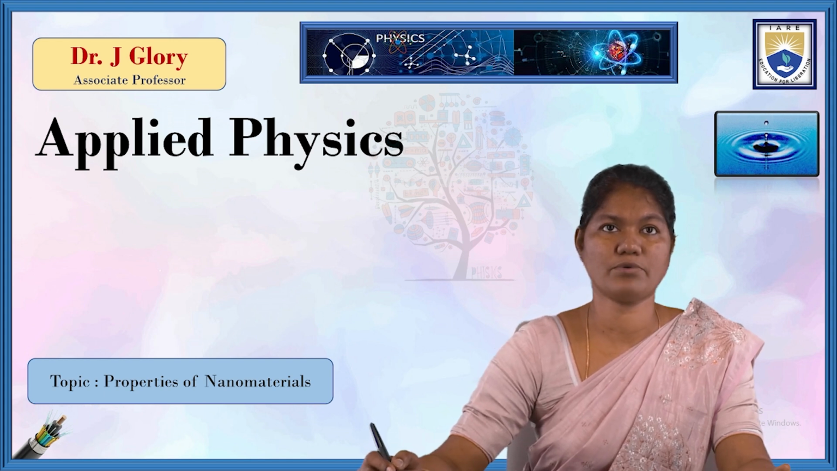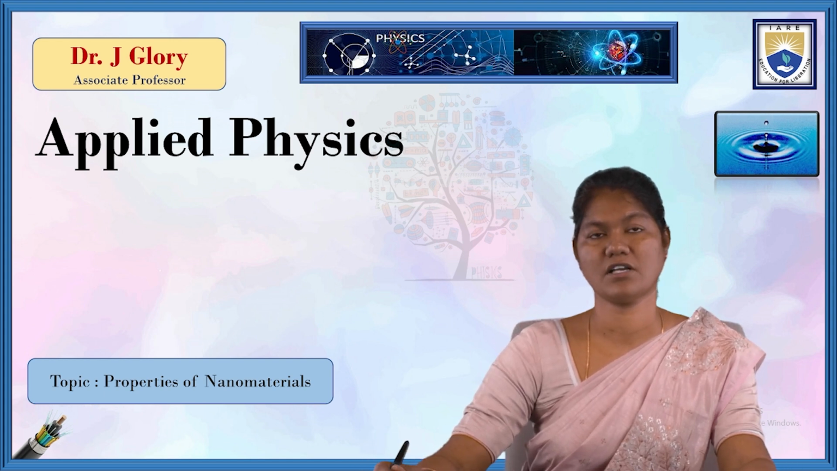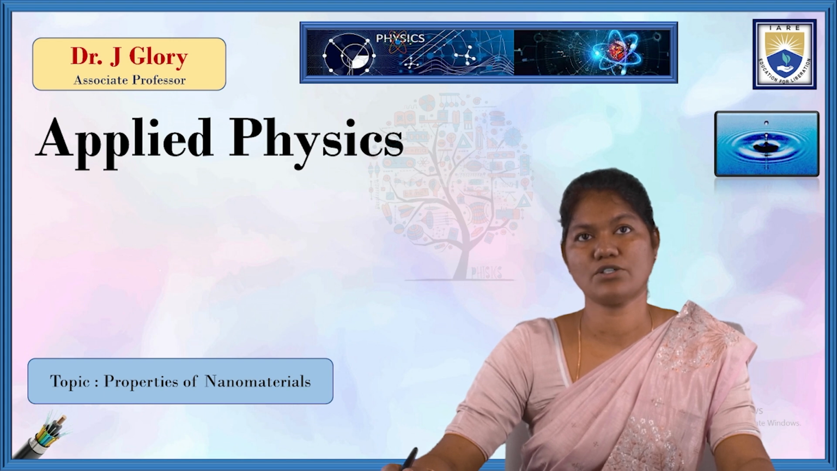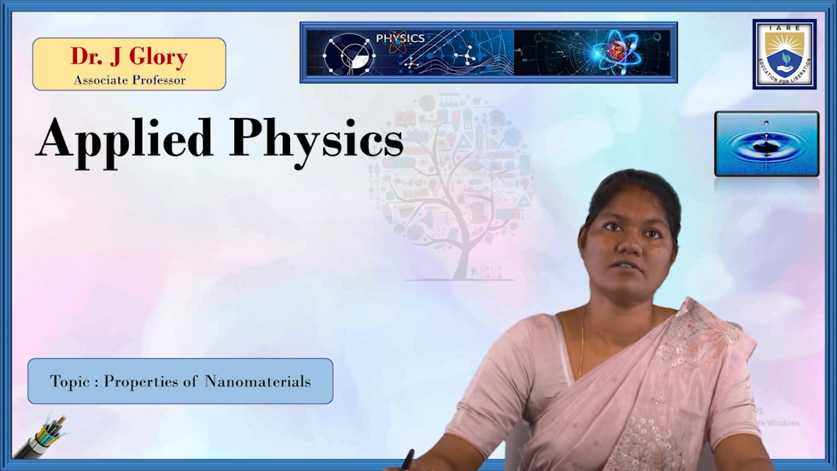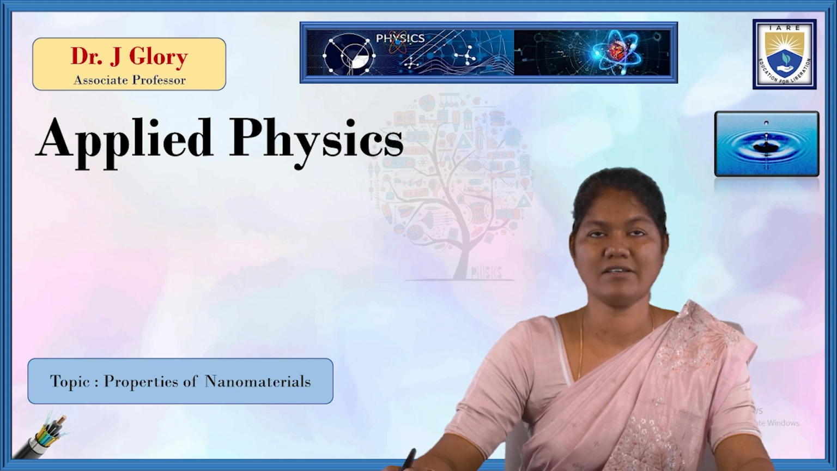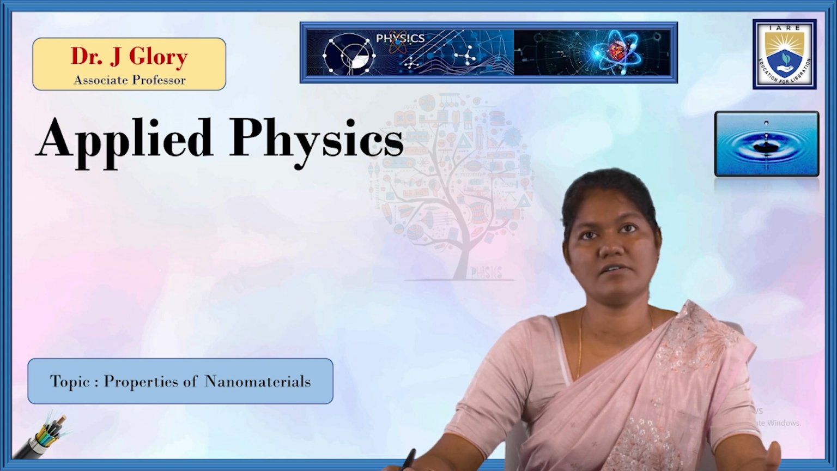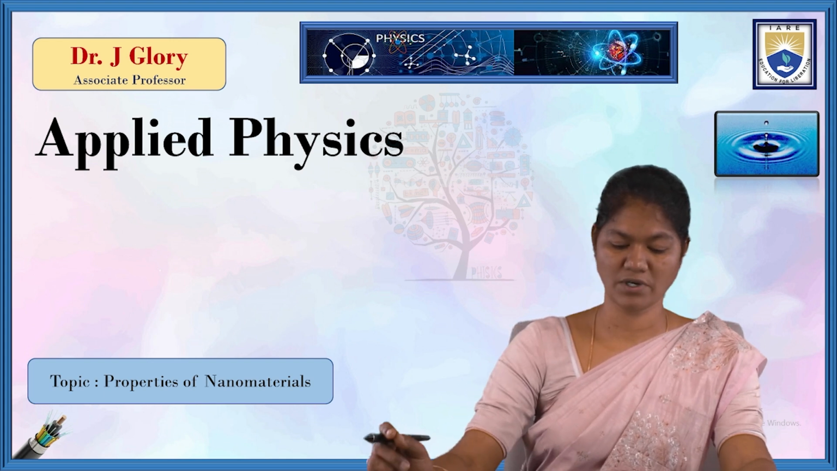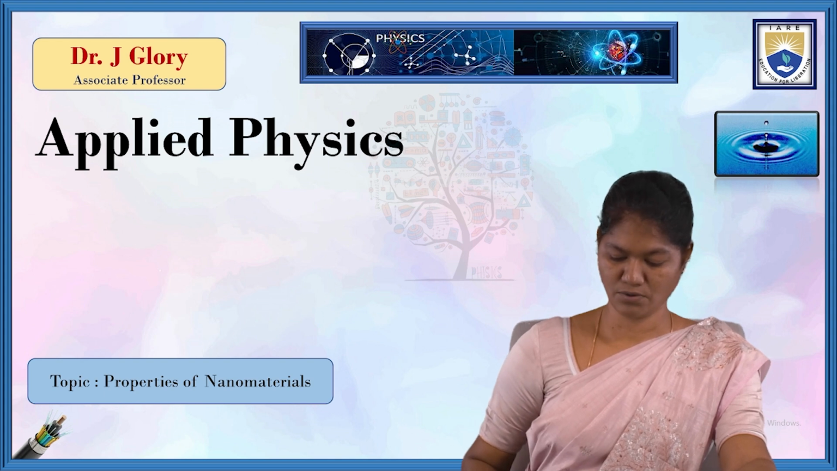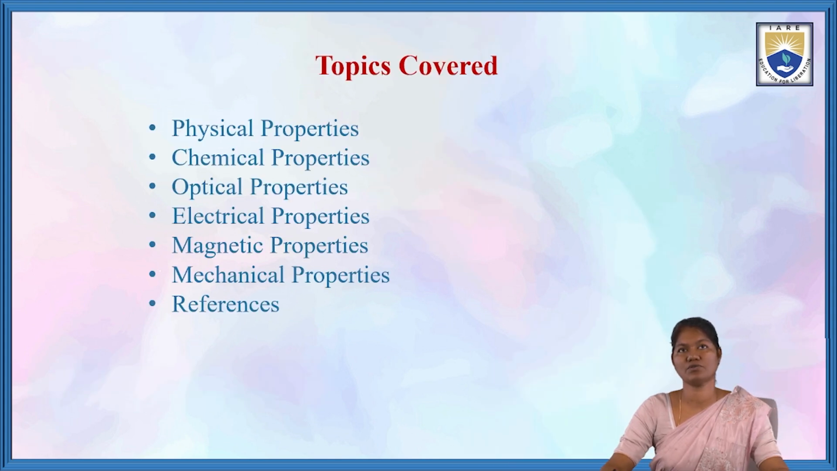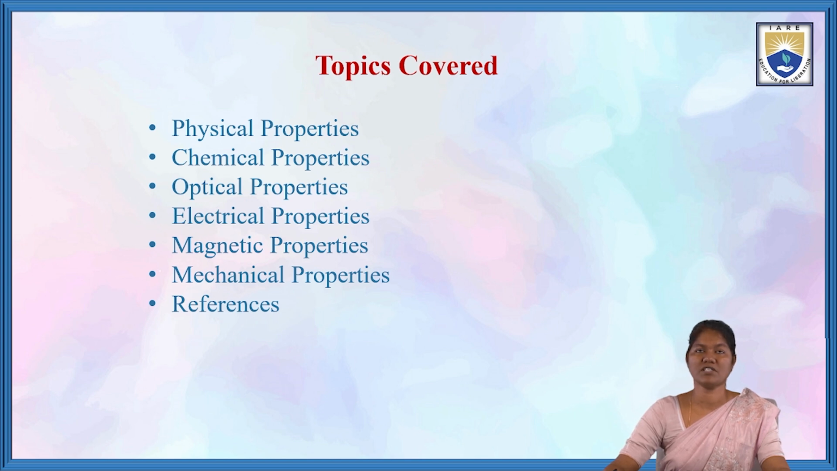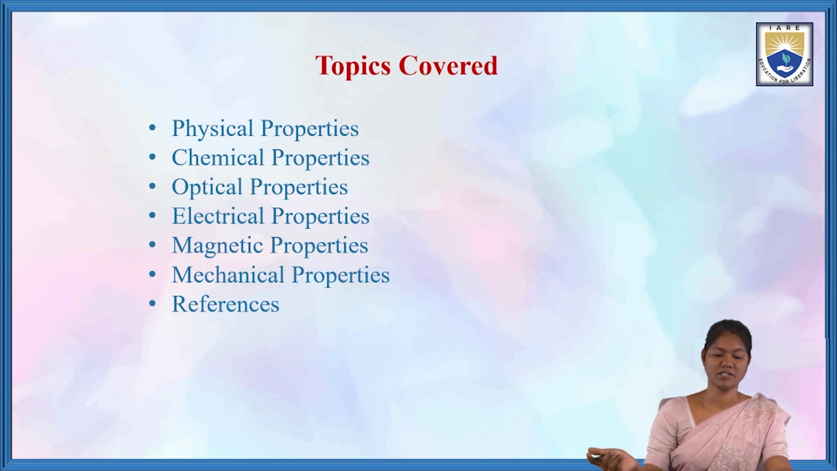Today I wish to tell about the properties of nanomaterials. When the bulk particle is reduced to nanoscale, there are so many properties that can be affected. So when the bulk material is reduced to nanoscale, mechanical properties will be changed, optical properties will be changed. What the properties are and how they are changed, we are going to see in this session.